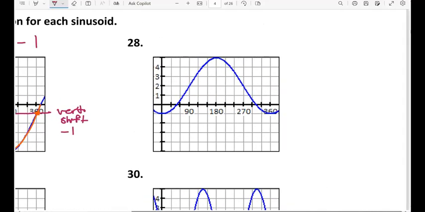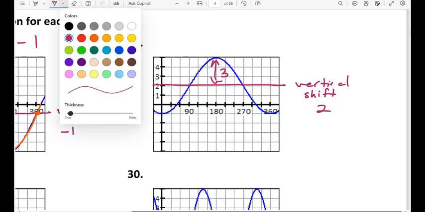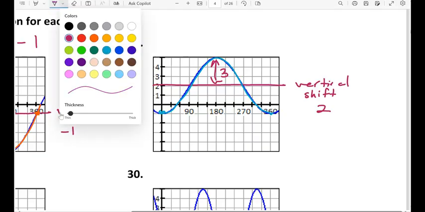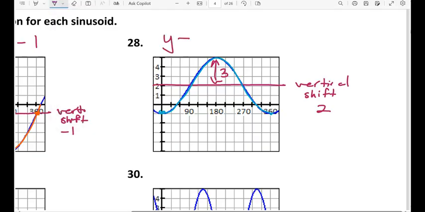In number 28, again, we have a vertical shift. So the middle of the function is right there at positive 2. The amplitude of this function is 3. But if we trace the cycle, it goes from minimum to minimum, which makes this an inverted cosine. So y is equal to negative 3 times the cosine of x plus 2.